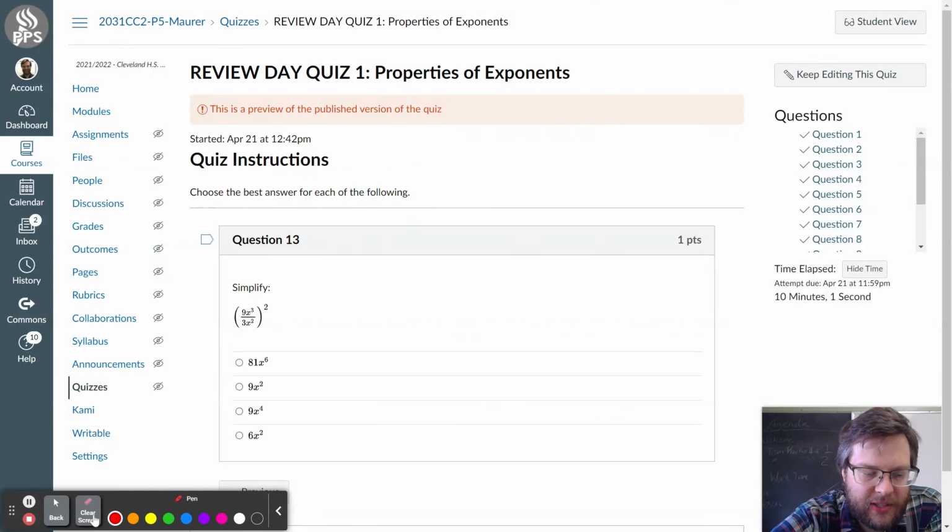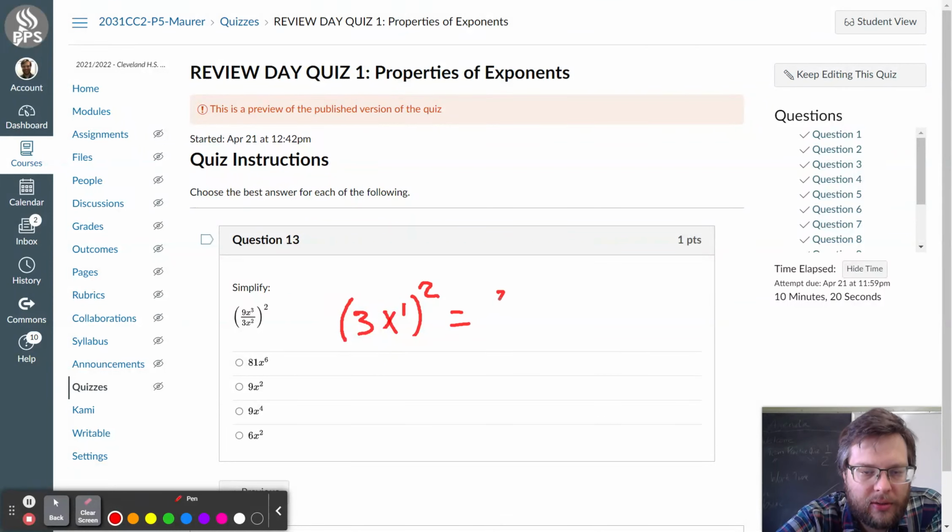Simplify. I always suggest working inside your parentheses first. And so when I see 9 divided by 3, I get 3. When I see x to the third divided by x squared, I get x to the 1, because you do top power minus bottom power. 3 minus 2 makes 1. And now that's going to be squared.